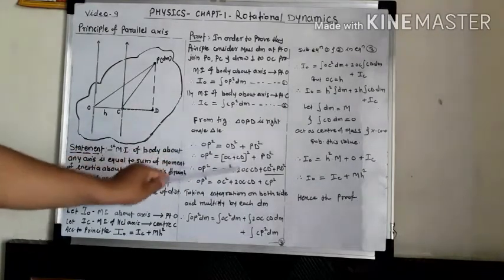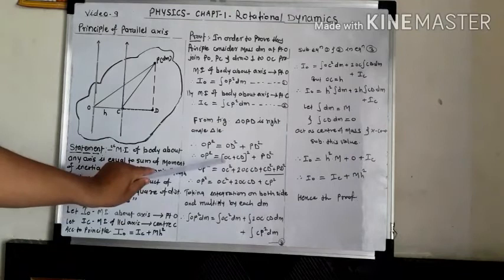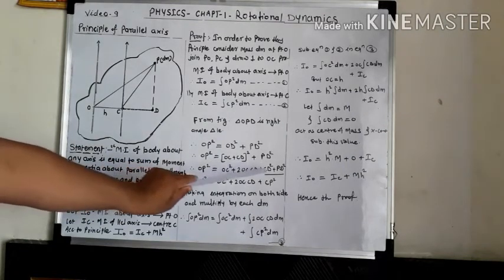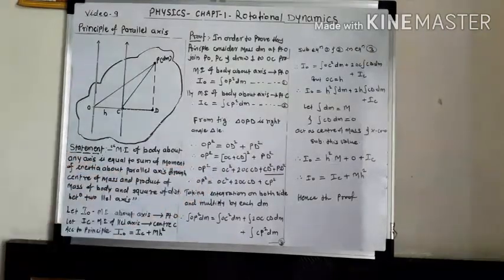Then expand this square bracket. OP square is equal to, you know that well, OC square plus twice OC into CD plus CD square, plus PD square as it is.